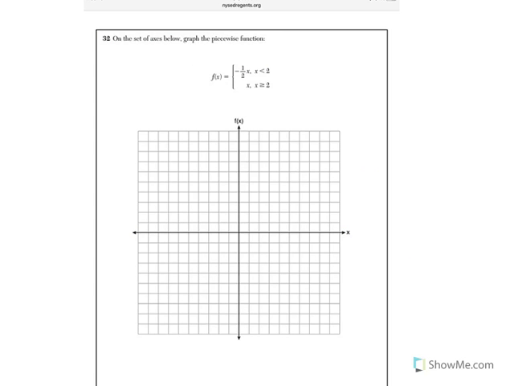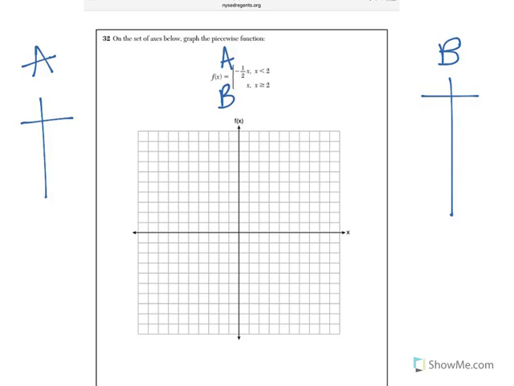Question 32 says, on the set of the axes below, graph this piecewise function. So with this particular piecewise function, there are two pieces to it. We'll call them A and B. And so I'll show you my tables for A on the left and for B on the right. So if I look at A, it says I have to graph negative 1/2 x, and my restrictions are that x has to be less than 2.